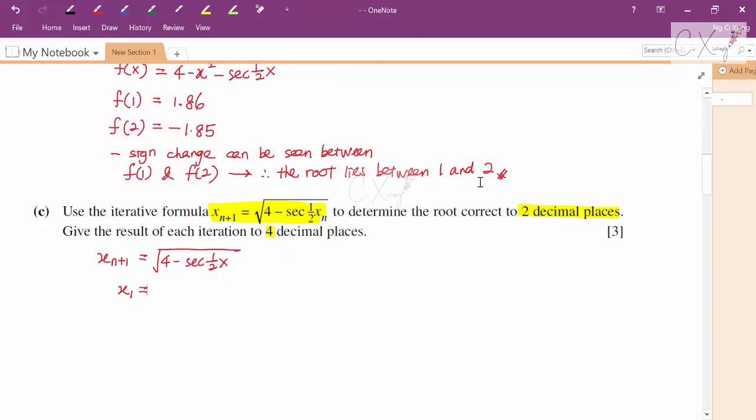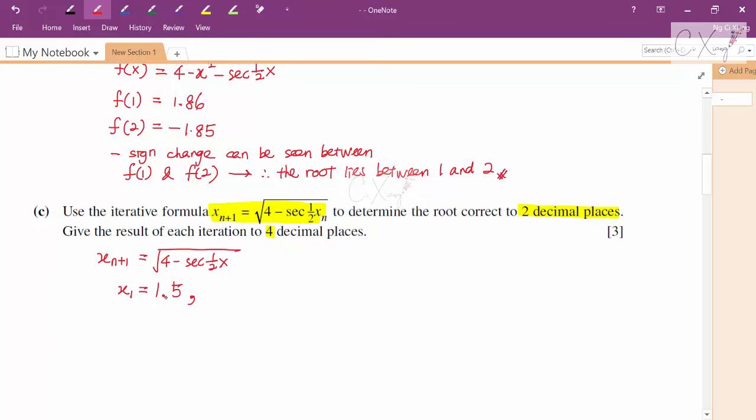All right. Okay, so this is a small suggestion. Or you can refer to the answer here. You can see which value will give you this answer, which is close to 0. F1 is equal to 1.86, F2 is equal to negative 1.85. So I will assume that F1.5, the answer that I get should be close to 0.